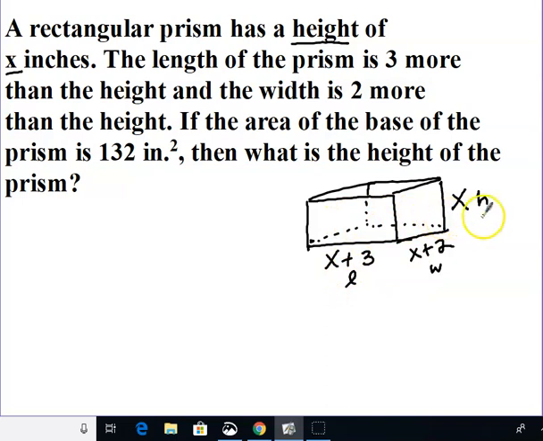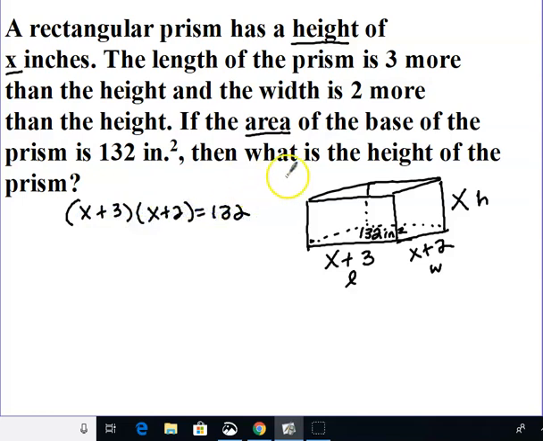When you see that, you might at first think, oh, I'm about to do a volume problem. But if you read further, be careful, you're not. If the area of the base of the prism is 132 inches squared, they're saying this area is 132 inches squared. So this area on the bottom, or you could think of the base as being on top, it doesn't matter which one, is 132 inches squared. So think about when you find the area of this rectangle, it would just be length times width equals my area. So I'm going to set up the problem that way.